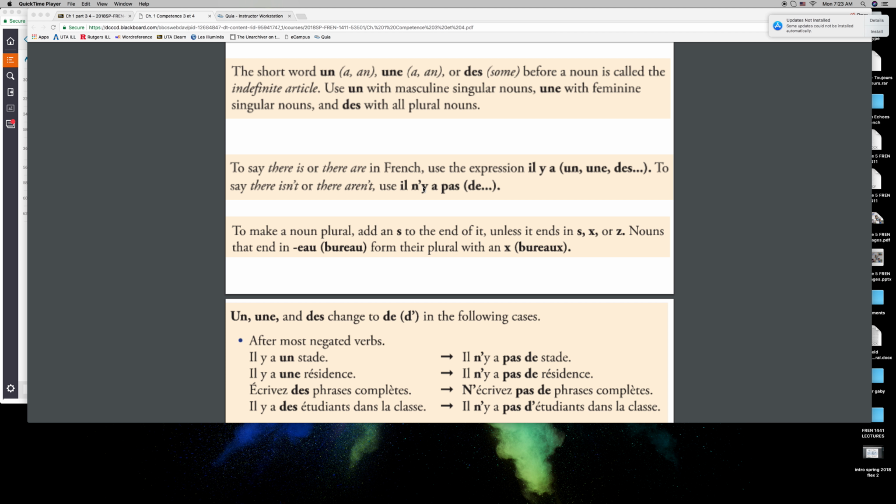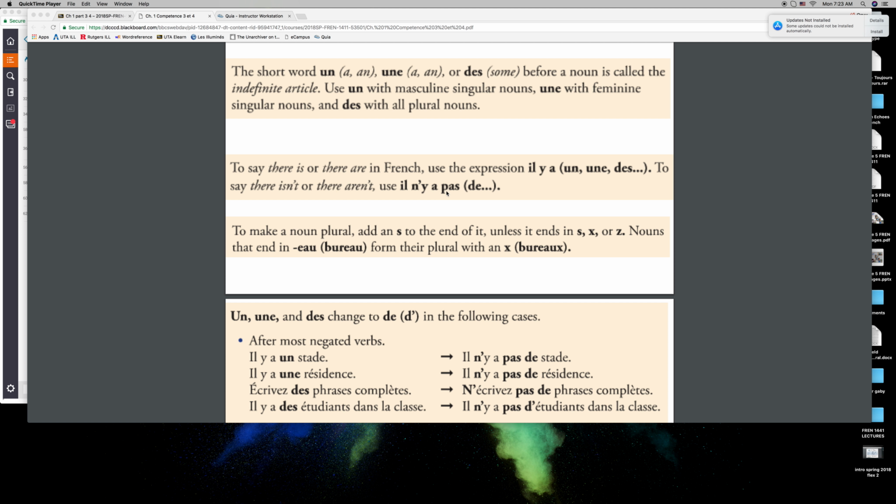And if there isn't something, you use the expression il n'y a pas de. And the reason why un, une, des switched to de is because pas means not, right? Which is a quantity word. So with quantity words in French, to say we have a little of something, we have a lot of something, even in English we use the preposition of, right? Can I have some of that? Can I have a little of that? So in French, de means of.